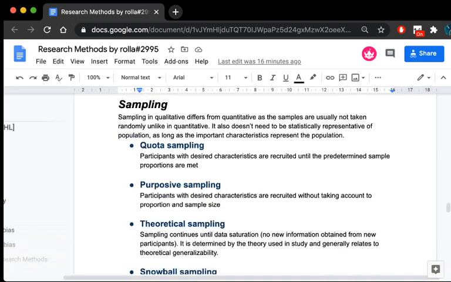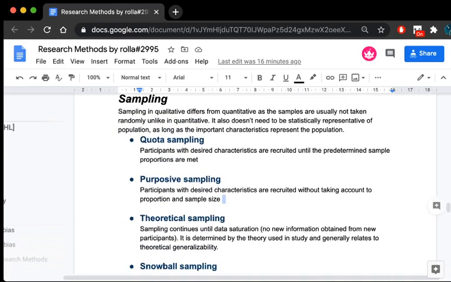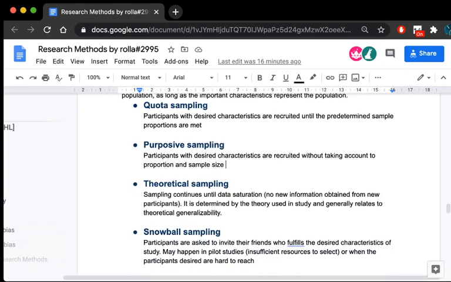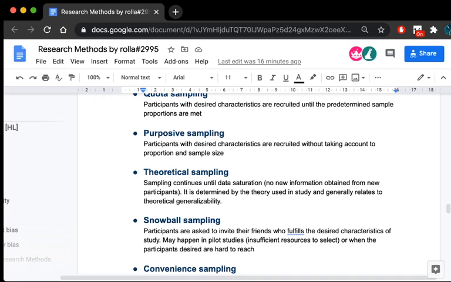We have quota sampling, which is where you keep on recruiting participants with the desired characteristic until you get a certain proportion of the sample that you want, or a certain sample size that you want. And then you also have purposive sampling, where you look for participants with the characteristics you want, recruit them, while not considering the proportion and sample size. So you just want to observe them, or maybe you just want to interview these people. As long as there are people, that's enough.